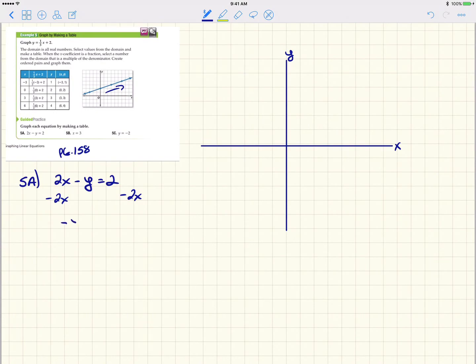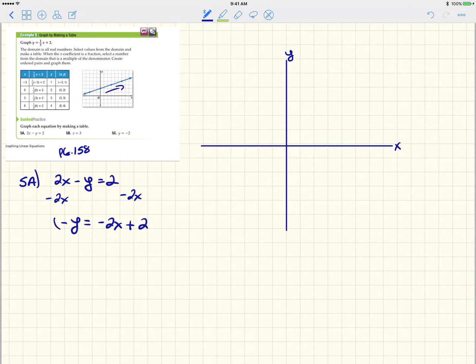I'm going to get negative y equals, and I'm going to put the x first, negative 2x plus 2. I'm going to combine those two values. Now, what happens over here on the left-hand side is that I have a negative y. Y has to be by itself. I can't be multiplying it by a negative.